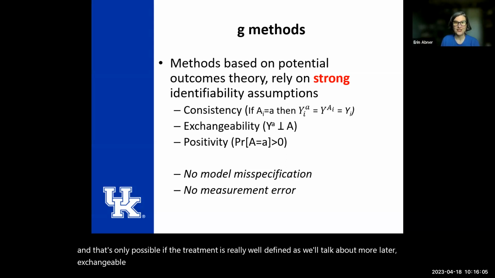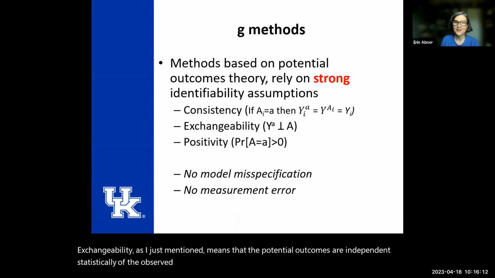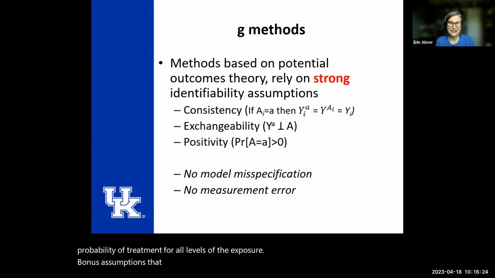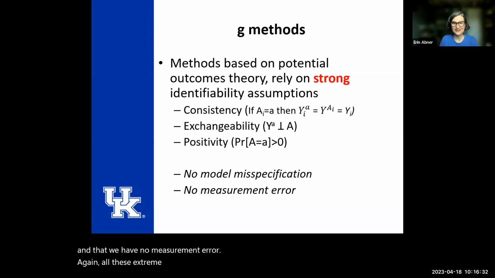Exchangeability, as I just mentioned, means that the potential outcomes are independent statistically of the observed treatment. And positivity simply means that there must be a positive probability of treatment for all levels of the exposure. Bonus assumptions that we need to be aware of are that we have no model misspecification and that we have no measurement error. Again, all these extremely strong assumptions.